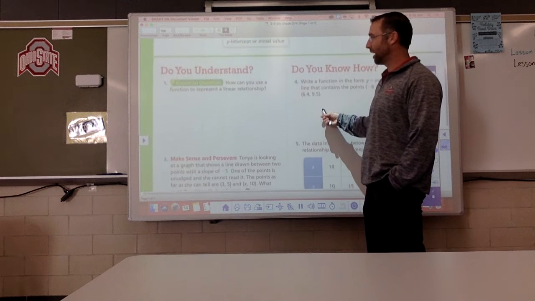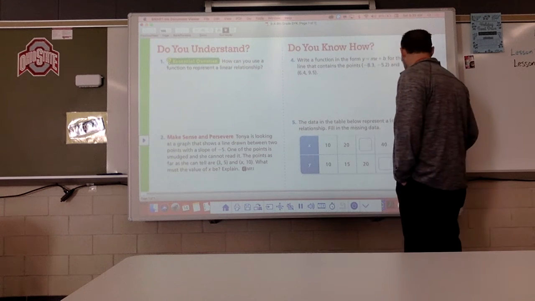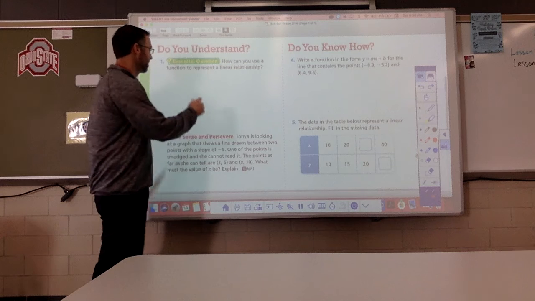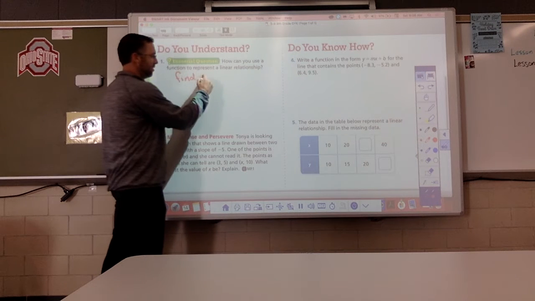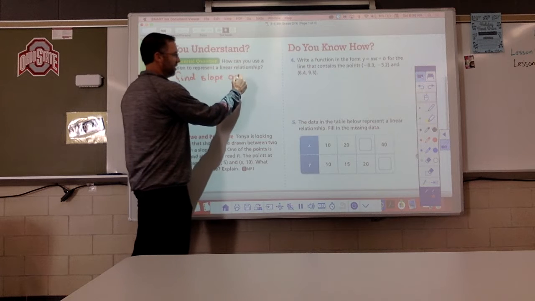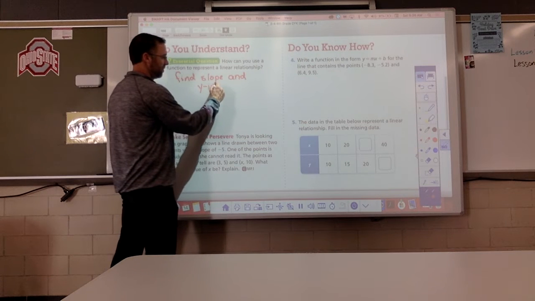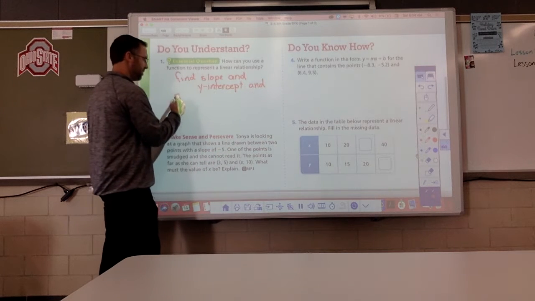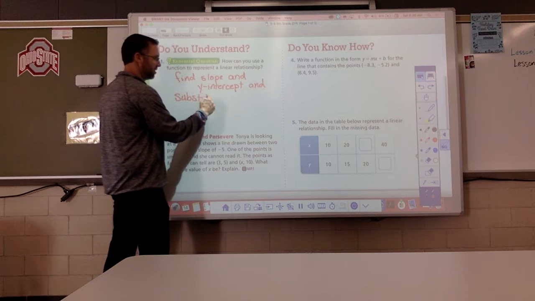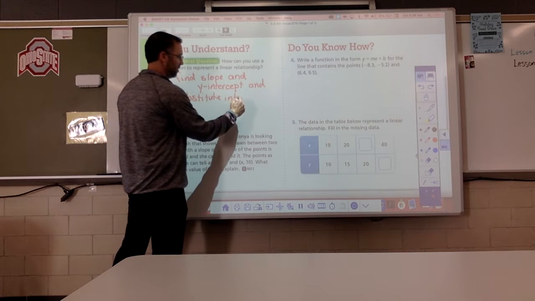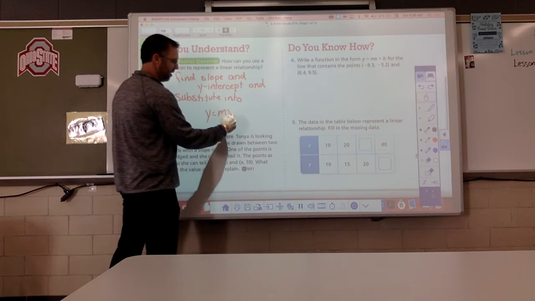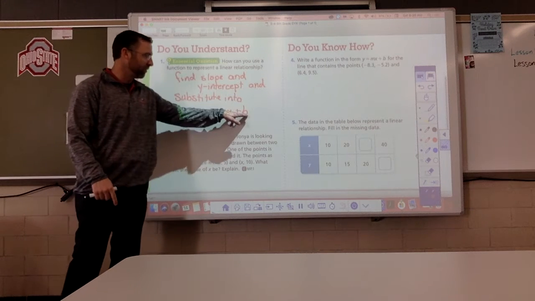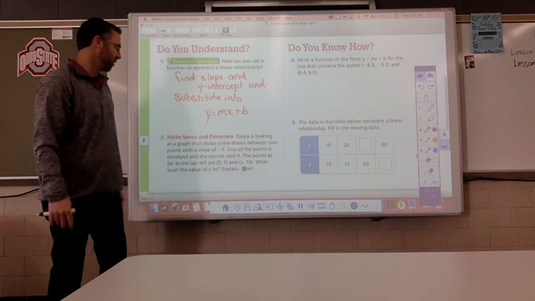So here we go. Number one, how can you use a function to represent a linear relationship? Well, that's pretty simple. We do two things. We still have to find the slope and y-intercept, and substitute. Use a big word. Substitute into y equals mx plus b. It's what we've been doing for a while now. Find the slope, find the y-intercept, plug it in, we write our equation.